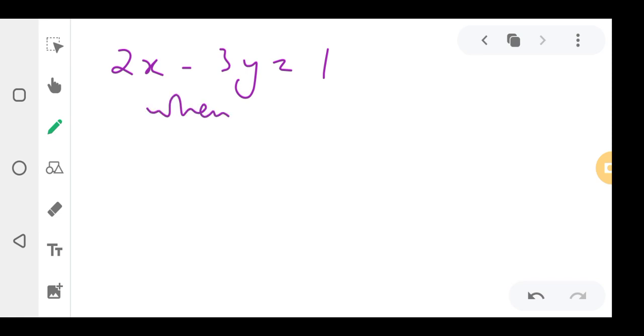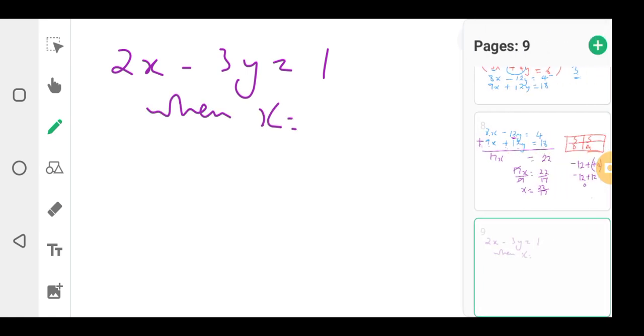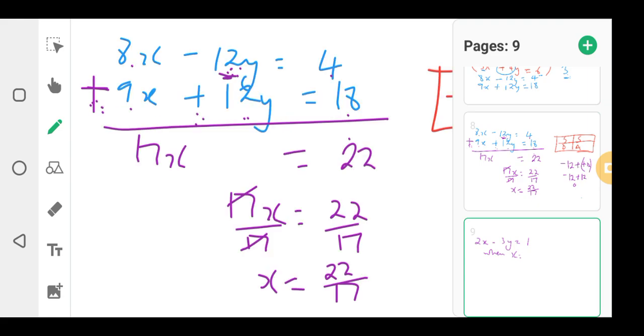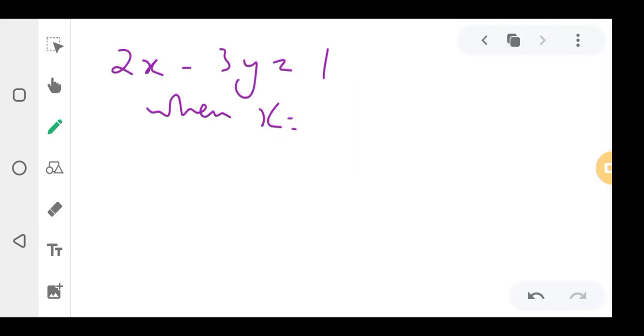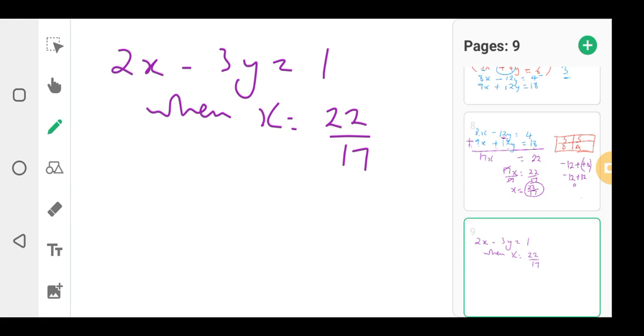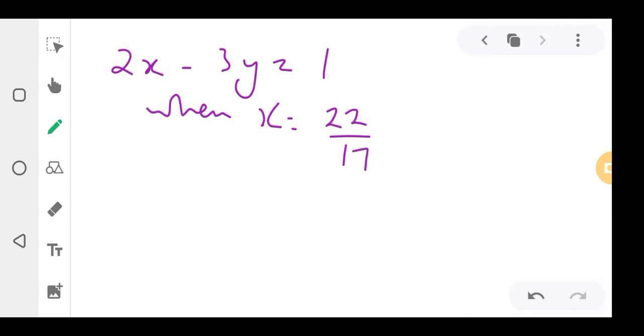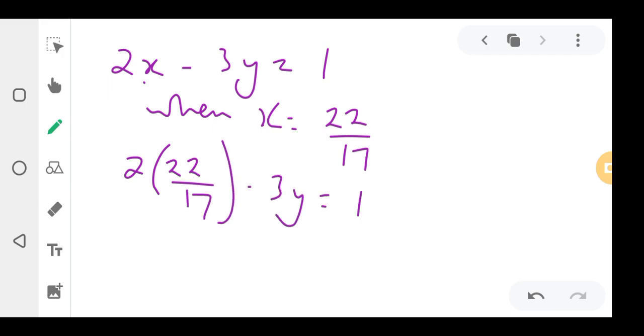So we say when x is equal to, what was x? x is equal to 22 over 7. I mean, x is equal to 22 over 17. Is it 17 or 7? 17. Okay. So in front of x there you put 17. So 2 in front of x there you put 22 over 17, crossed, minus 3y is equal to 1.